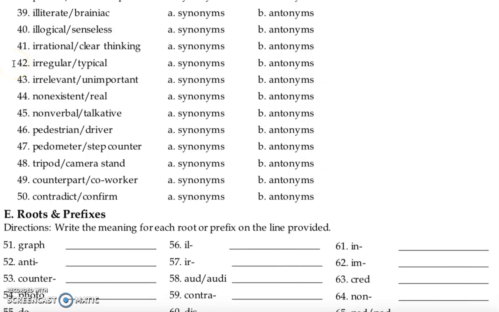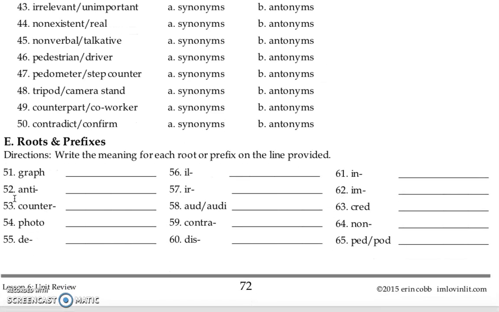42. Irregular, typical, irrelevant and unimportant, non-existent and real, nonverbal, talkative, pedestrian, driver, pedometer, step counter, tripod, camera stand, counterpart, coworker, contradict, confirm. Choose whether those words for each question are synonyms or antonyms.